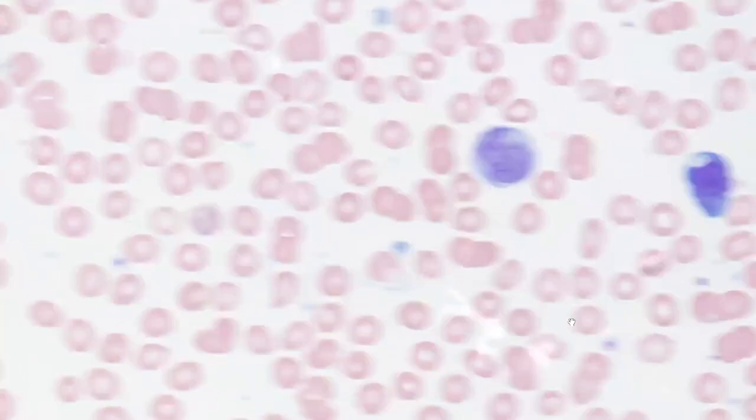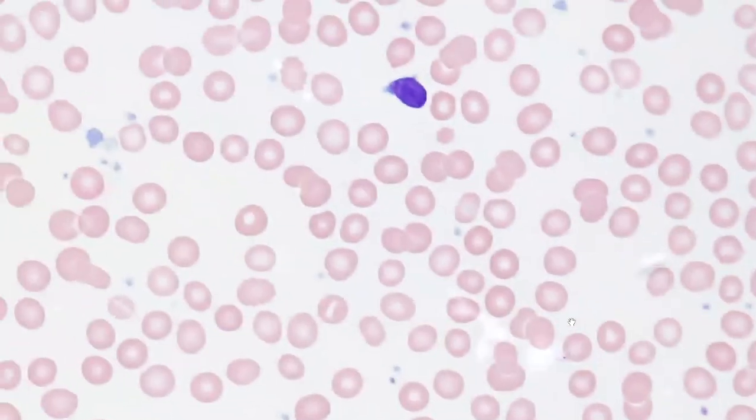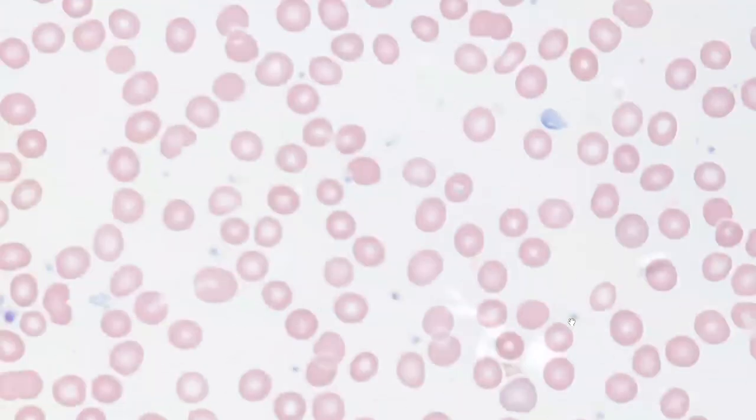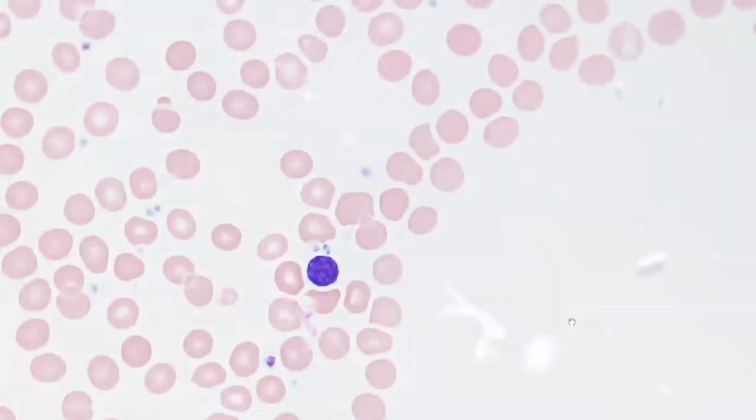And so if you run across a morphology like this, please talk to one of the special heme techs to see if they're able to make you another properly stained peripheral blood morphology smear. So that's one example of an artifact that you can see on a peripheral blood morphology smear.